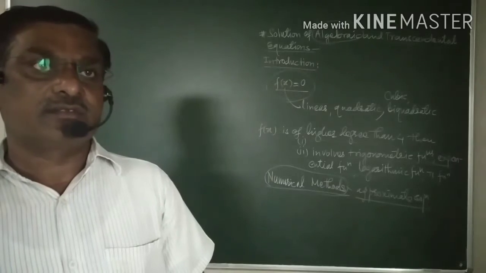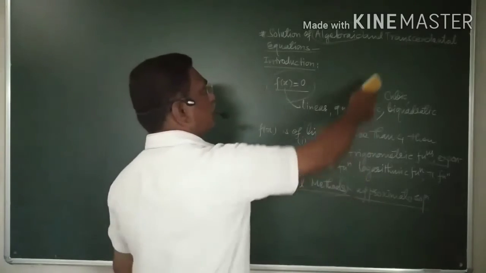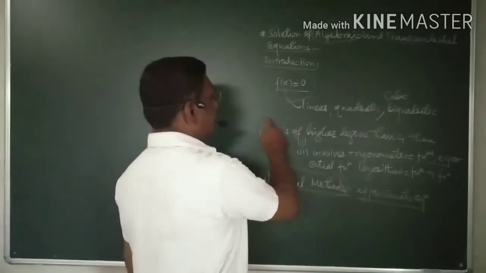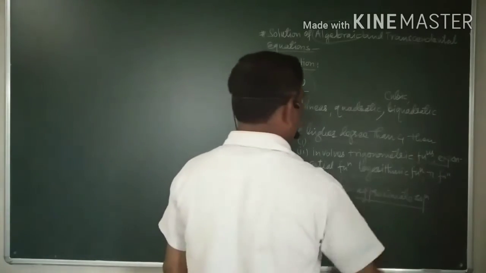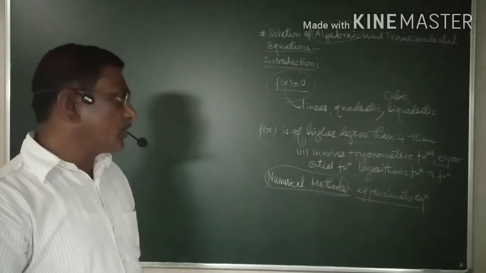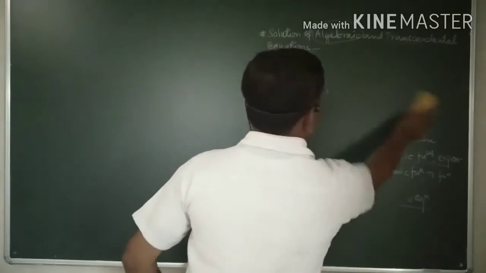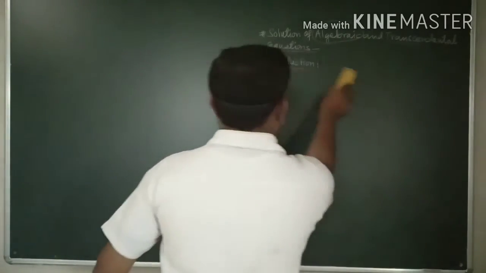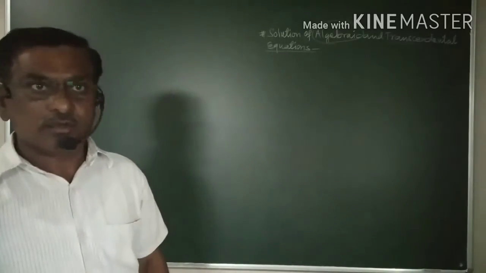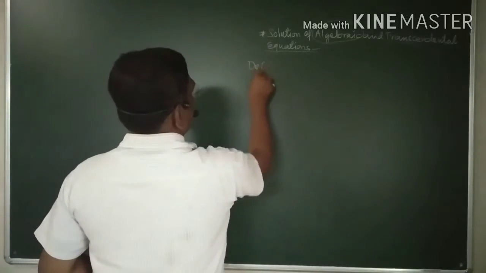These things we need to keep in mind: what do we mean by transcendental equation? A transcendental equation is nothing but, whenever f(x) involves a trigonometric function or exponential function, logarithmic or pi function, then it is known as a transcendental equation. Now let us go for these two definitions clearly, and then we will go for the next point.